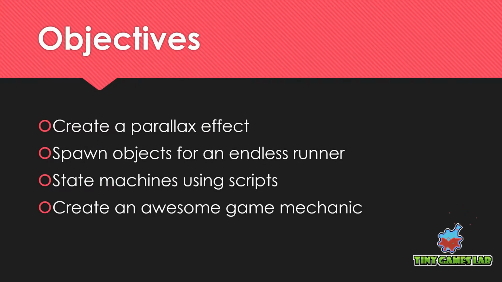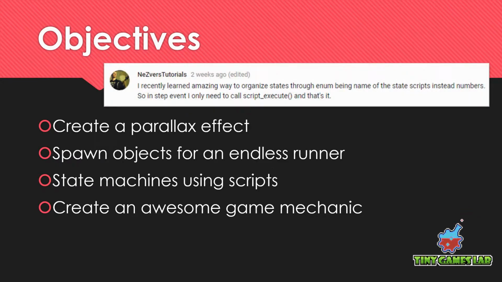So the objectives for this session are to create a parallax effect and show you how easy it is to do, spawn objects for an endless runner, so that's how we're going to make it, and create a state machine using scripts. This is actually an idea from the Nesverse tutorials.